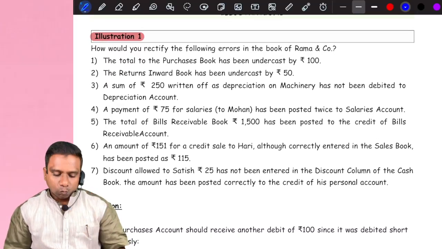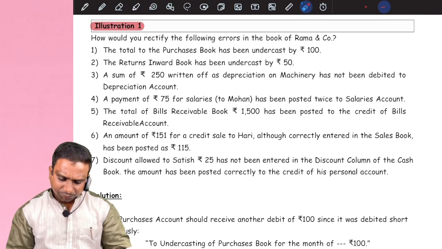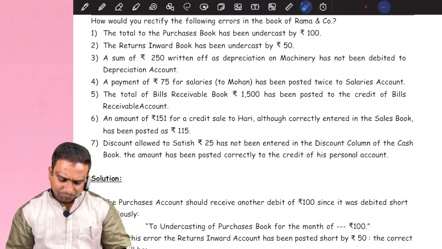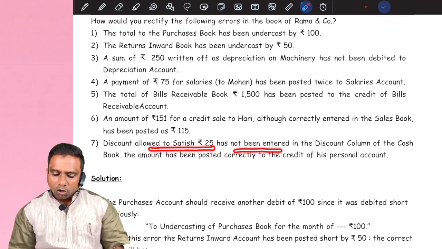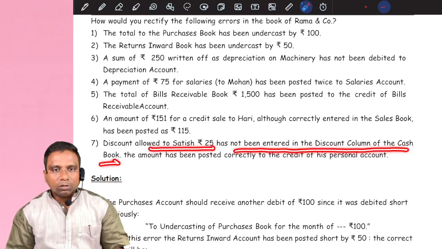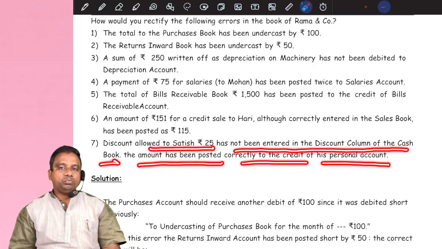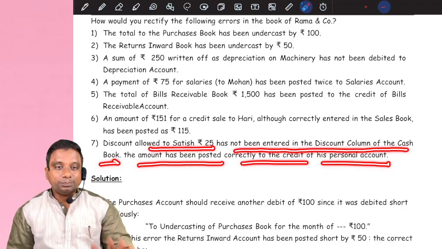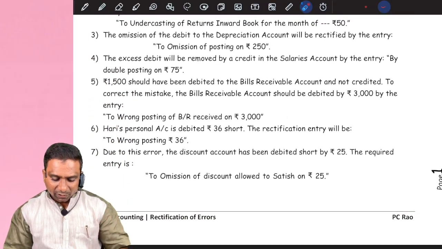Yes, look at illustration 1 once. Look at the seventh one. Discount allowed to Satish 25 has not been entered in the discount column of the cash book. The amount has been posted correctly to the credit of his personal account. So here the mistake is in only one account, that is the discount column. How many accounts are affected? Only one account. Okay.